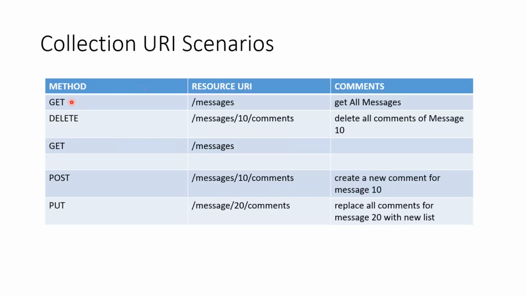So over here, the method get /messages is going to get all the messages. Delete /messages/10/comments means delete all the comments of message 10. Post /messages/10/comments means a new comment is posted for message number 10. I repeat, post /messages/10/comments means a new comment is created for message number 10. Put is like replacing all the comments for message 20, so put is equivalent to your update.